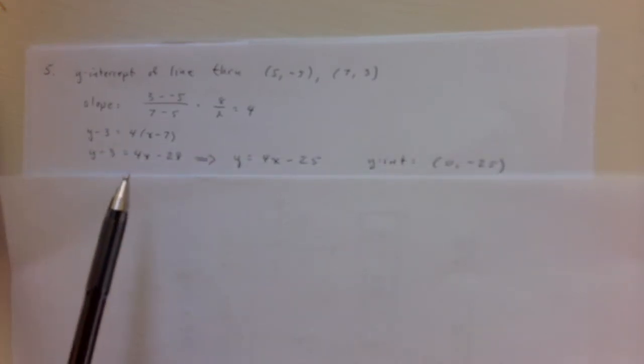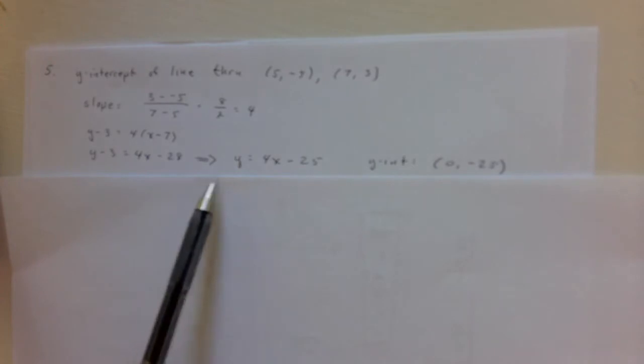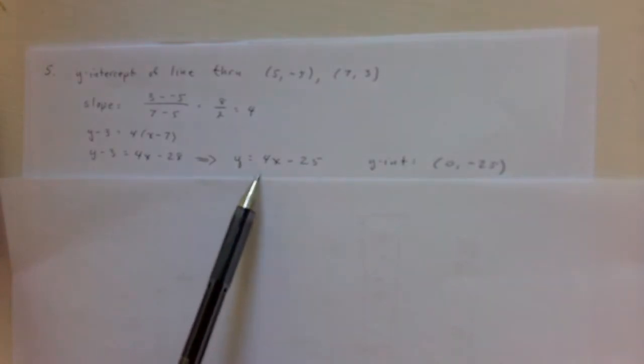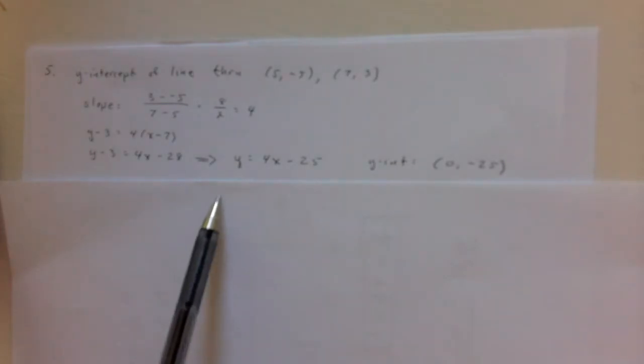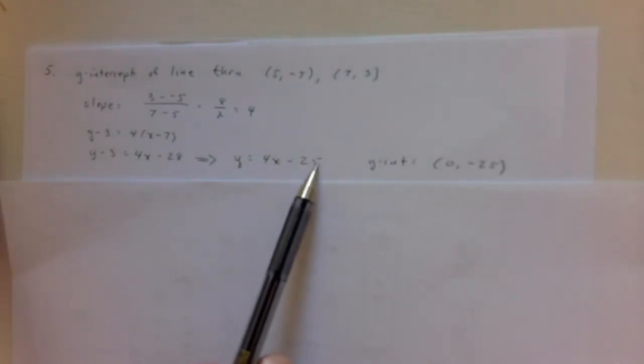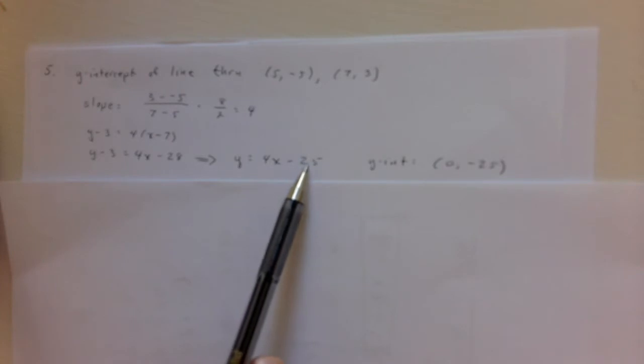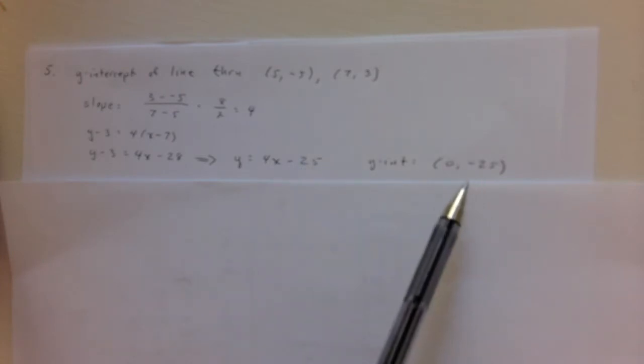So we can go ahead and find the equation of the line. We get y equals 4x minus 25. Okay, it's in the form of y equals mx plus b, where b is negative 25. So that's the y-intercept. So the y-intercept is negative 25.